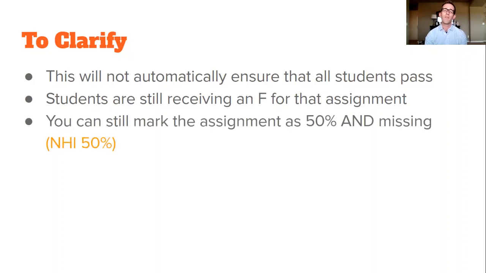Right? From the teacher side of things, you can communicate this really easily to students and parents by marking the assignment as 50% and missing. There's a code in PowerSchool. It's NHI 50%. It shows up as orange for them, and so that way they know it's missing. It's an F and they need to do it.